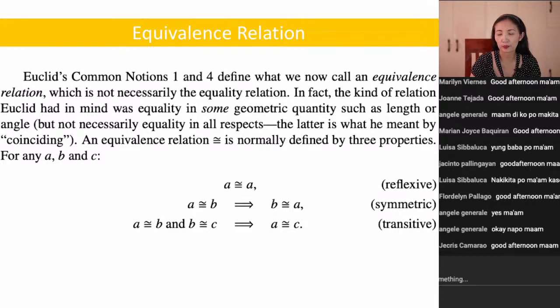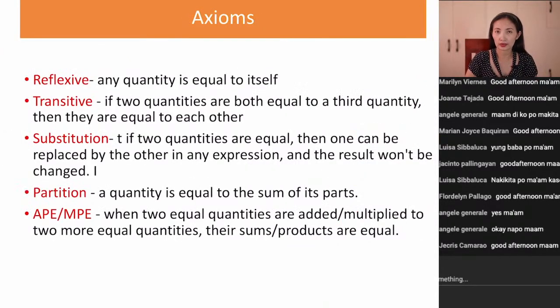equivalence relation. Now the axioms are, from the axioms we could derive the properties of reflexivity. Any quantity is equal to itself. The property of transitivity. So, this is just a review. Review of the properties of your real numbers. This is the transitive property. Then you have substitution. If two quantities are equal, then one can be replaced by the other in any expression. The result won't be changed.